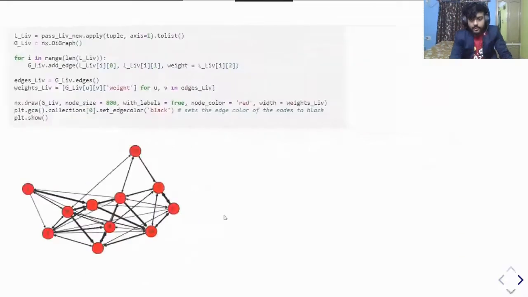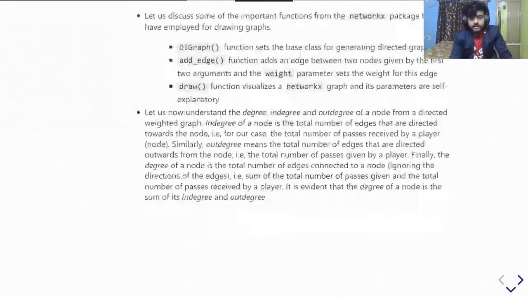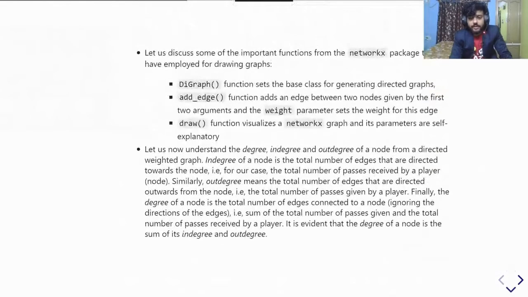Same for Liverpool. Then we can calculate the degrees of the nodes along with their in-degrees and out-degrees. So degree means the total number of passes a player was involved in during the whole game. The in-degree denotes the number of passes received, and the out-degree denotes the number of passes given.